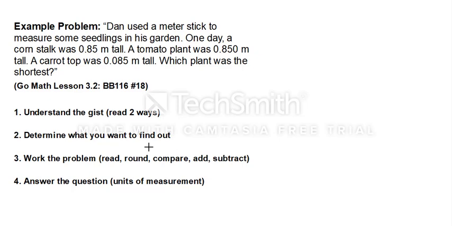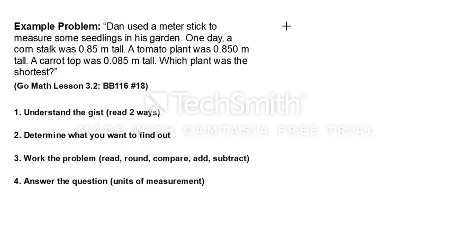all these numbers sound very familiar, so I'm going to have to do some math to figure out which plant was the shortest. So that's success criteria number 2, trying to figure out what I need to determine. I need to determine which plant is the shortest. So doing that, working the problem, in this case, means that I am comparing these numbers.